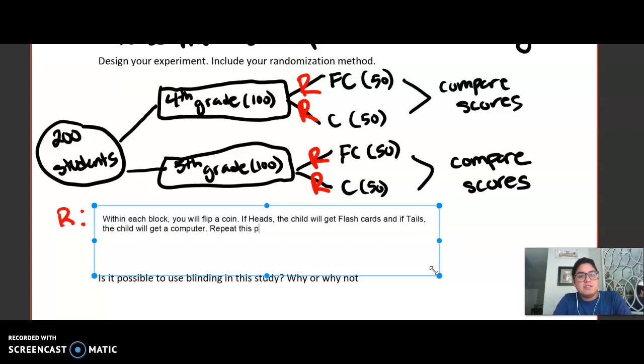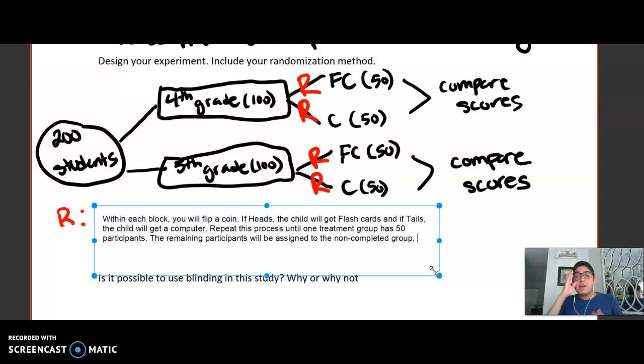Repeat this process until one treatment group has 50 participants. The remaining participants will be assigned to the non-completed group.